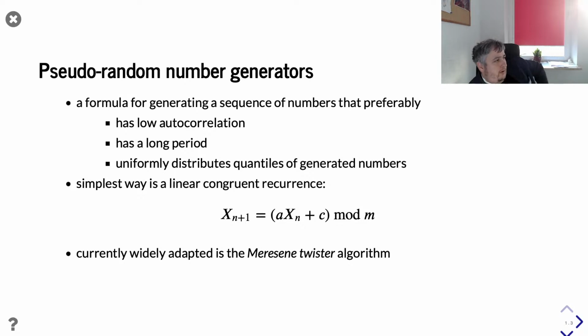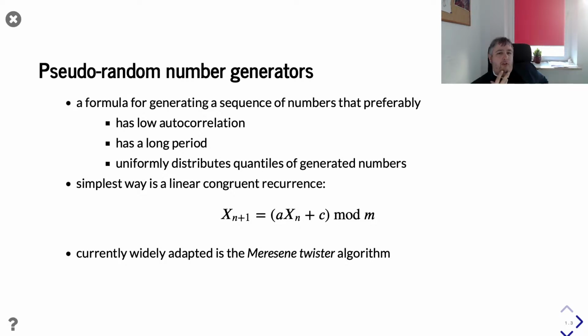Generally, hardware random number generators are used only in very specialized situations, and the bread and butter of computation is pseudo-random number generators. A pseudo-random number generator is generally a formula that generates a sequence of numbers, and our candidates will be random numbers which have low autocorrelation, so one sample will not depend on the previous ones, a long period, so it won't return to previous values, and uniformly distributed quartiles of the generated numbers.